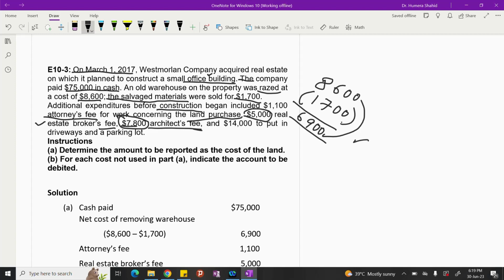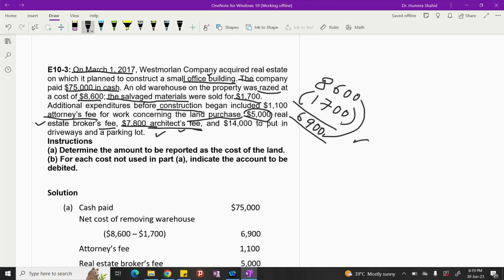Okay, $7,800 architect fee. Architect fee means that you have done some architect work for the building. We don't do architect work for the land. So this is the cost of the building. And $14,000 to put in the driveways and parking lots. We know what driveways and parking lots are. It is land improvement. So we identified each and every cost.